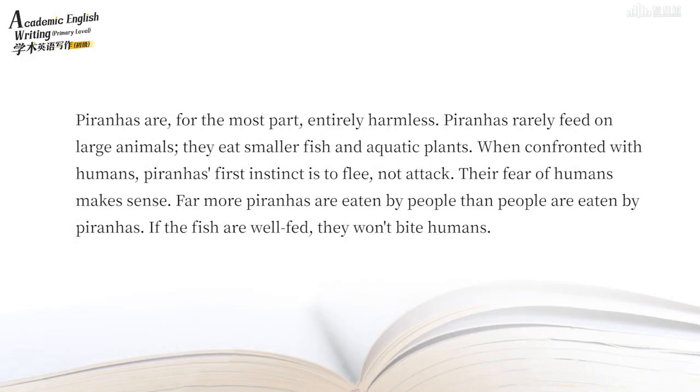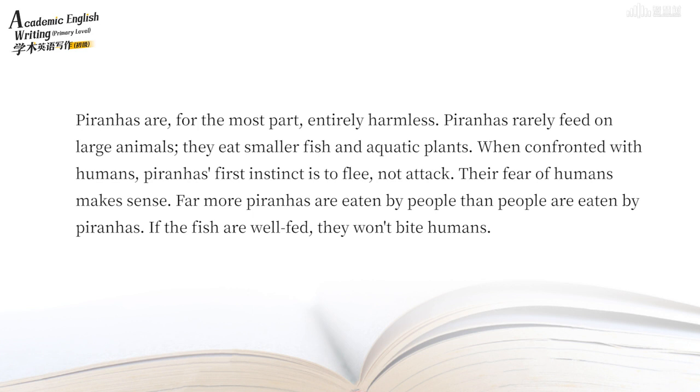The following is a revised version of the paragraph in which a topic sentence is added at the beginning. It expresses the controlling idea and helps organize the sentences that follow. Notice how the added topic sentence improves the quality of the paragraph. Piranhas are, for the most part, entirely harmless. Piranhas rarely feed on large animals. They eat smaller fish and aquatic plants.